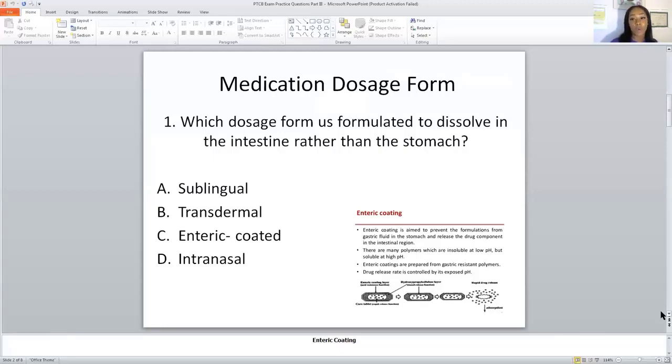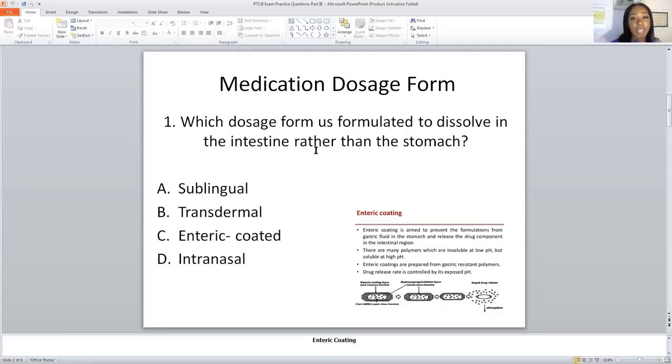The first question is medication dosage form. It talks about the dosage form and how it formulates in the stomach, okay? Which dosage form is formulated to dissolve in the intestines rather than the stomach? There is a typo here. This should say "is" and not "us," okay? Humans make mistakes. If a human created it, there is no guarantee that there won't be a mistake. You can almost guarantee that somewhere, somehow, there's going to be a mistake. But again, which dosage form is formulated to dissolve in the intestines rather than the stomach? Is it sublingual, transdermal, enteric-coated tablet, or intranasal? Remember that an enteric-coated tablet bypasses the stomach and goes to the intestine.